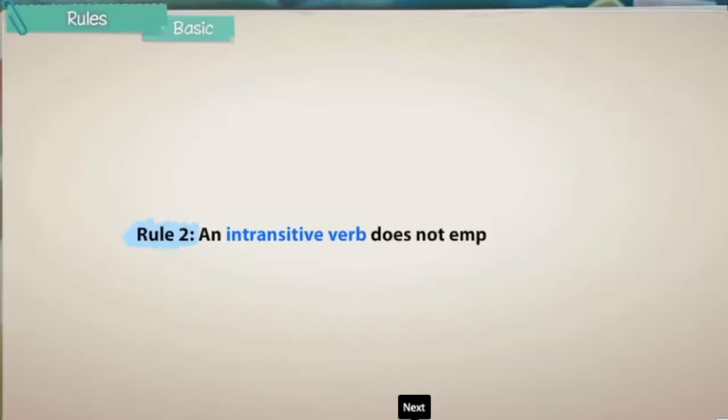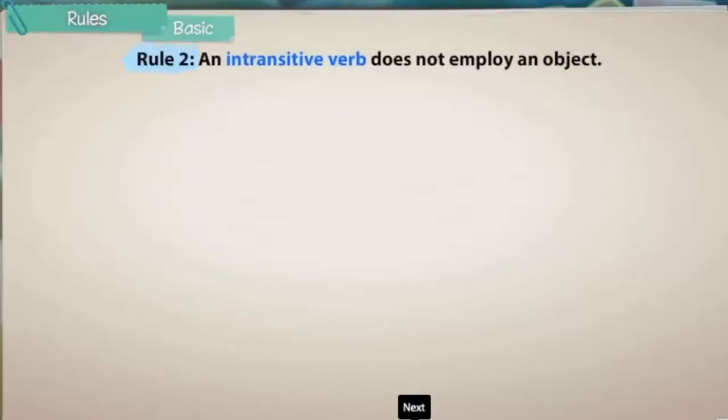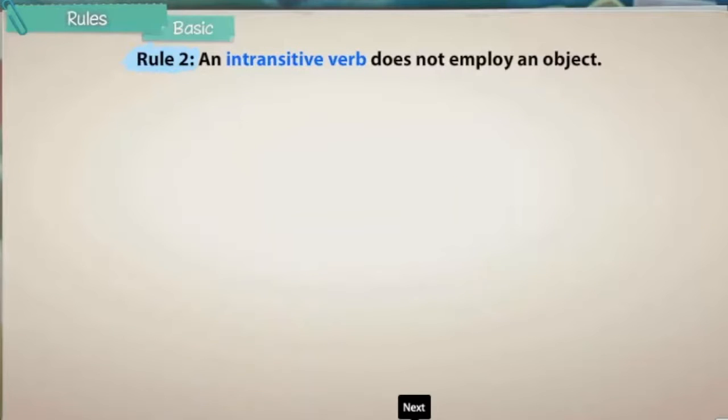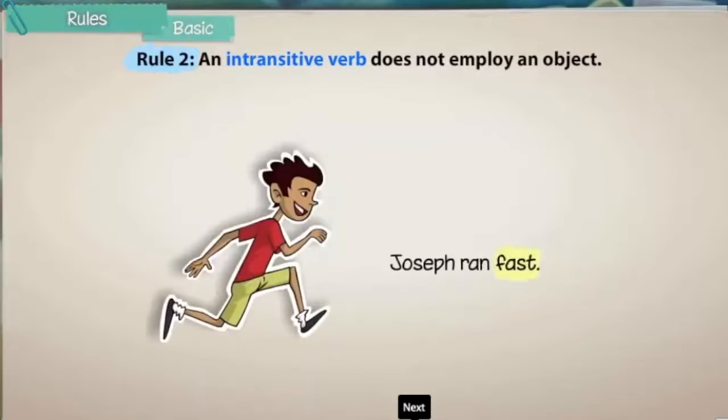An intransitive verb does not employ an object. Rita smiled. Smiled is an intransitive verb because there is no object. Joseph ran fast. Ran is an intransitive verb because there is no object.